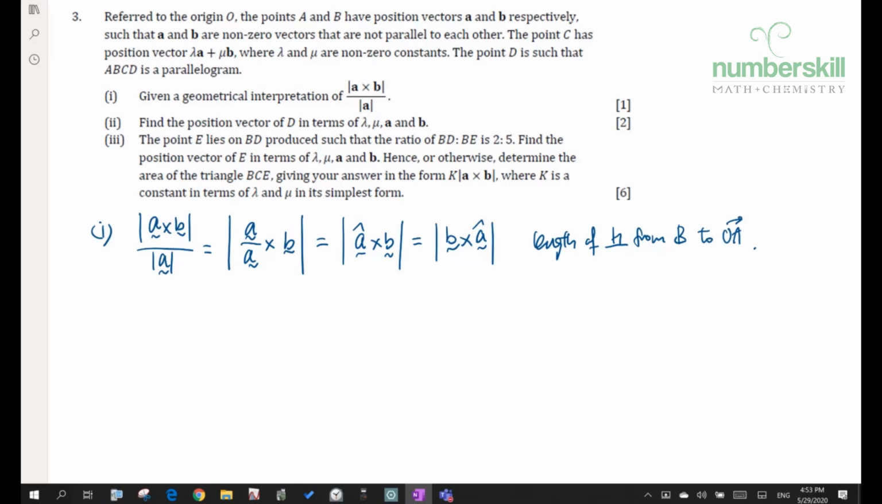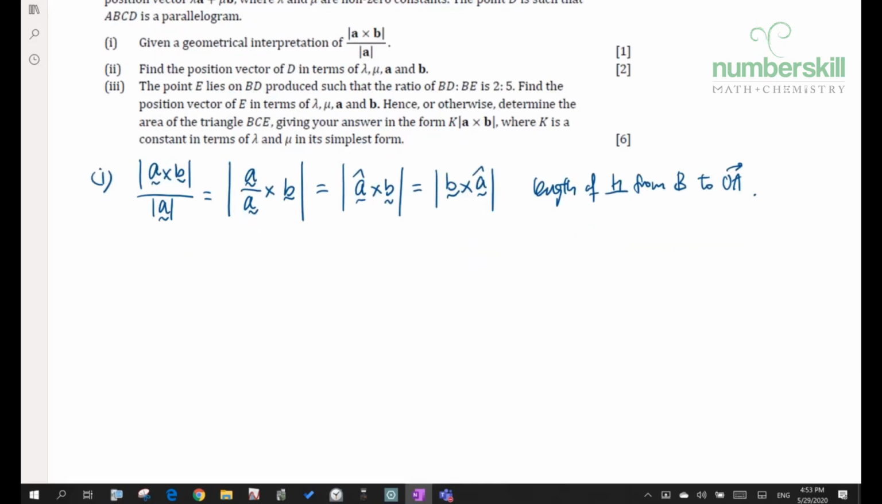Another way you can look at it is using the area idea. Because this is A and this is B, and of course they span out a parallelogram like this. So A cross B cap is actually the area. And what do you get when you take the area divided by the base? You get the height, because area of a parallelogram is base times height.